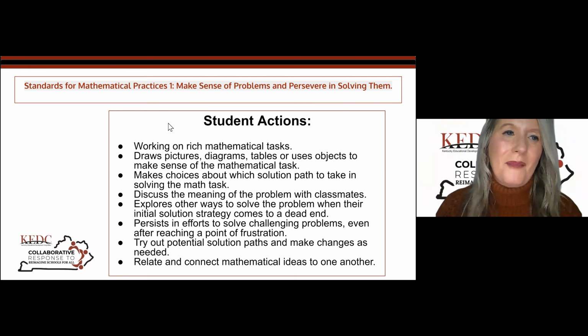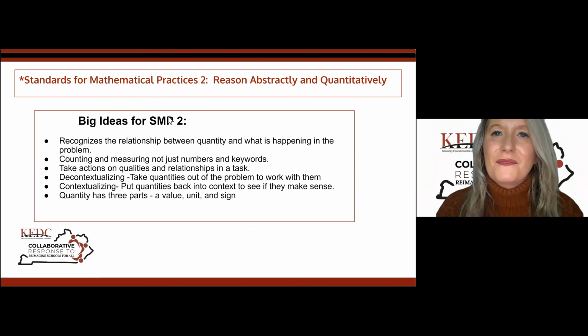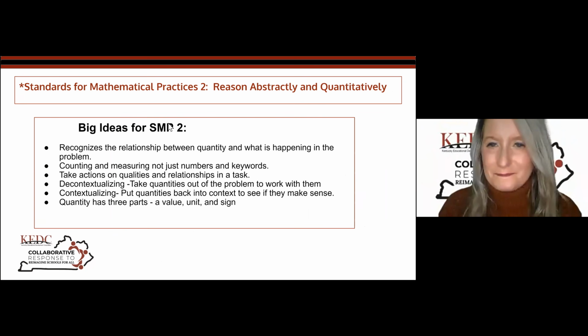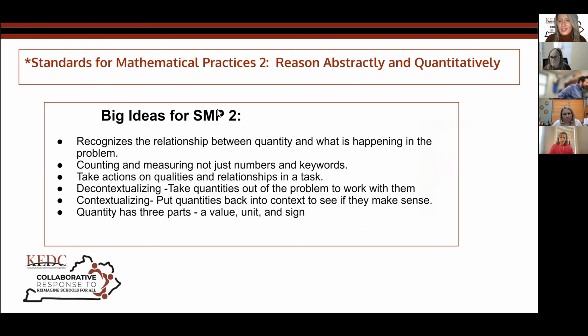So our math practice 2 is reason abstractly and quantitatively. This is paying attention to that quantity and understanding the relationship that it has within the problem. Counting and measuring, taking actions on the quantity and relating that to the text, being able to decontextualize, take the quantity out of the problem and work on it, and then contextualize it by putting it back in to see if what I've done makes sense.